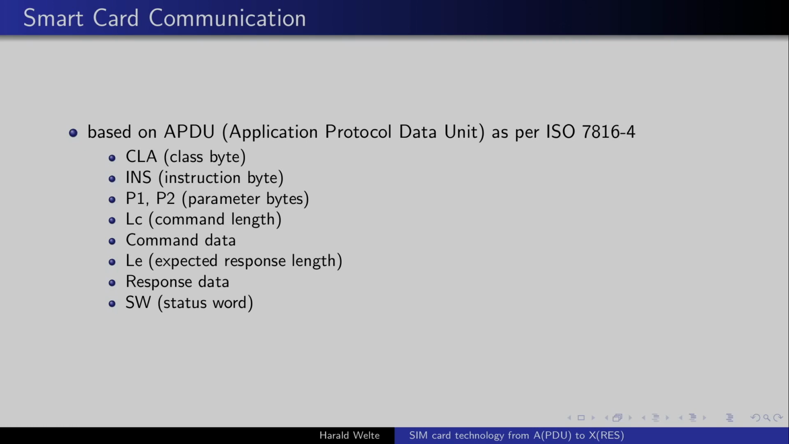That's the inter-industry commands for interchange. And an APDU consists of a couple of bytes. There's a class byte that just specifies the class of command. There's an instruction byte which specifies the specific instruction, like read a file, write a file. We have some parameter bytes whose meaning is specific to the instruction. Then we have a length of a command and command data. We have an expected response length, response data, and last but not least, a so-called status word.